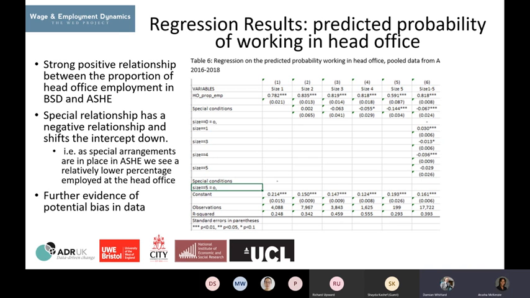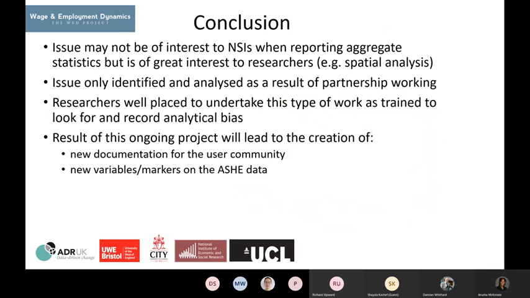Can we go to the final slide? Yeah, so to conclude, although this might not have been of any interest to national statistical institutions who really operate at the aggregate level, it's obviously massively important to other researchers doing this sort of spatial analysis. It only came about through conversations and working in partnership between researchers and national statistical institutions. That really shows the benefit of this sort of partnership working.